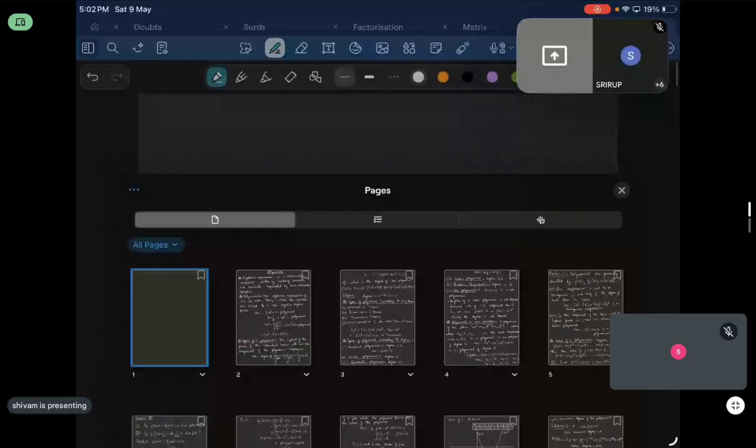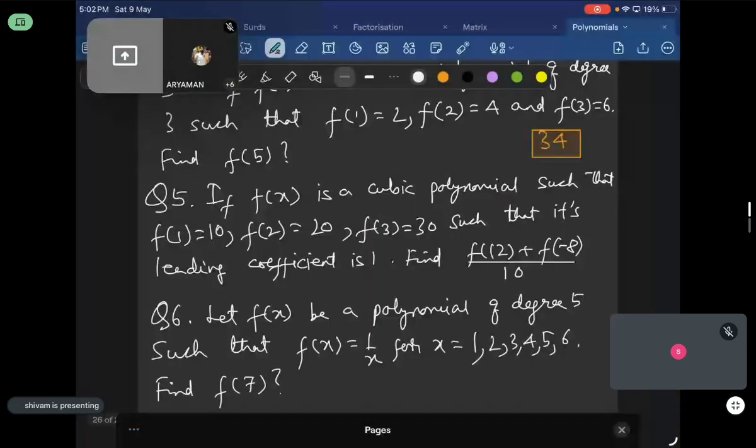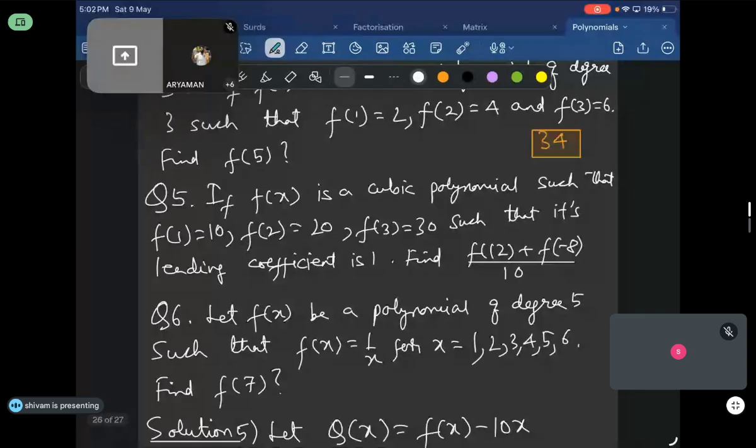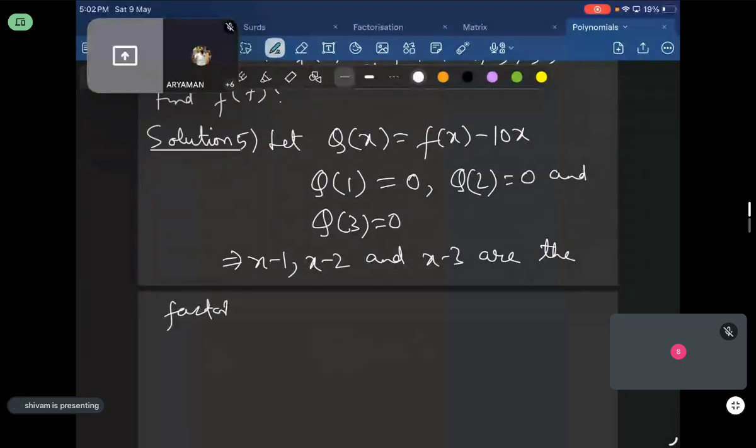Okay, so I can say that x minus 1, x minus 2 and x minus 3 are the factors of q of x. Ariman, your answer is correct. Right, Abhijoy? So we will see the next question also.